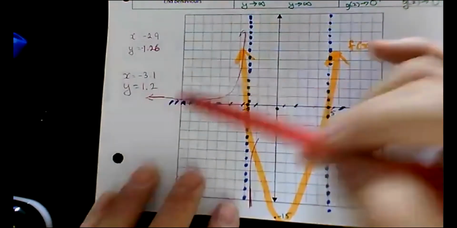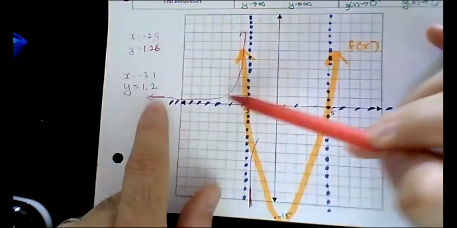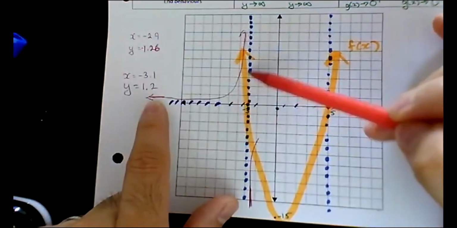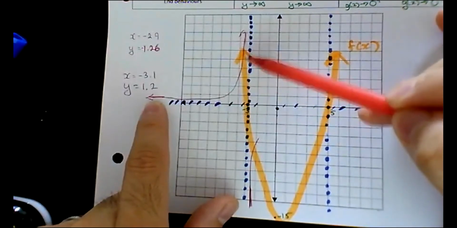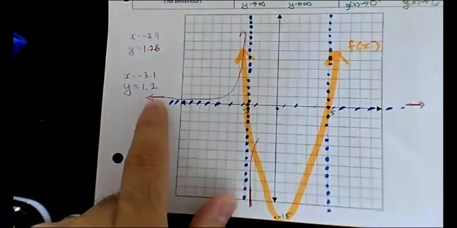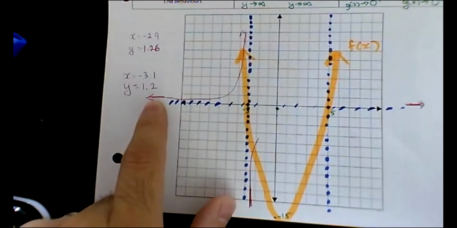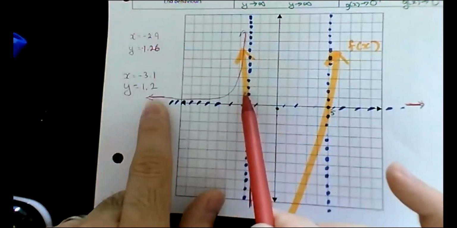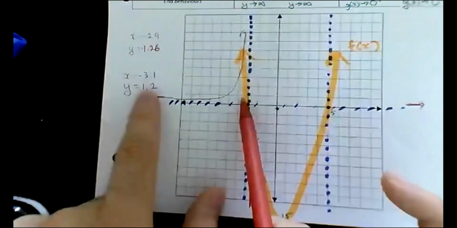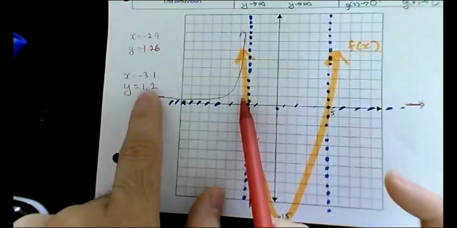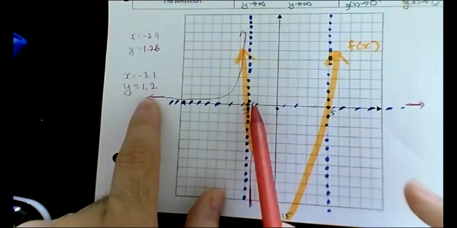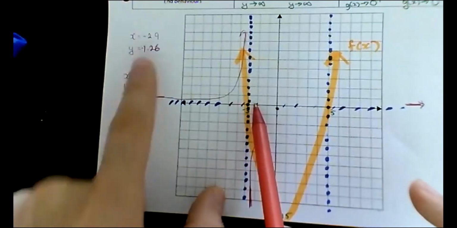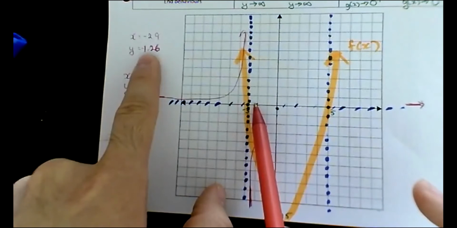I'll say it one more time. I was here and I didn't know where to go. So I tested a number really close to the vertical asymptote just to see what direction I must go. When I plugged in a negative 3.1, which is right here, it told me I'm going in the positive direction. If I plugged in a number to the right of the vertical asymptote, it told me that I teleported beneath the x-axis.